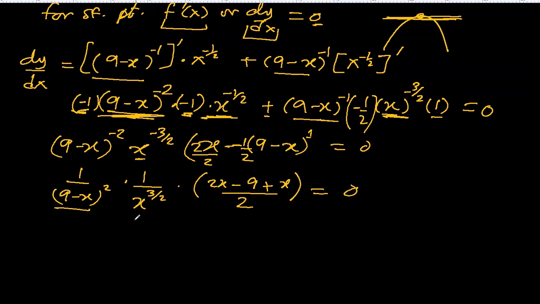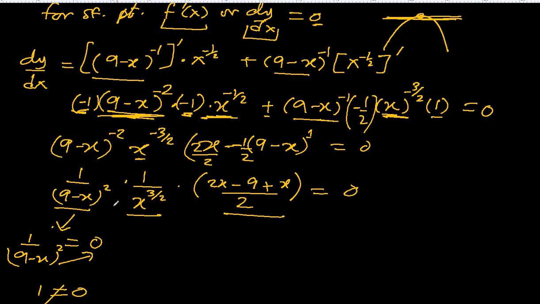Now we have 3 factors and we'll make them one by one equal to 0. So let's make this one equal to 0. 1 over 9 minus x square equal to 0. This square goes multiplied with 0. It gives us 1 equal to 0, which is a wrong statement. That means this did not give us any answer. 1 over x to the power 3 over 2 is equal to 0. Same thing happens here. 1 equal to 0. No. And this one must give us an x coordinate for a stationary point.